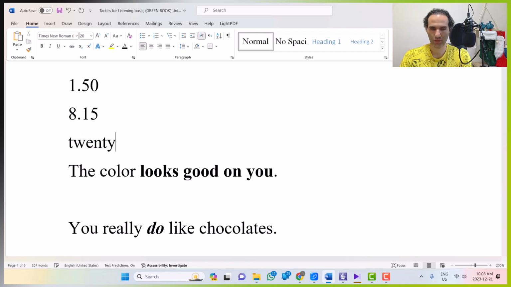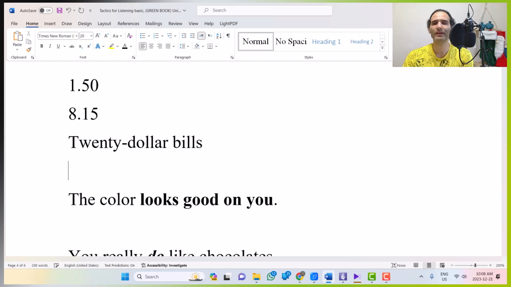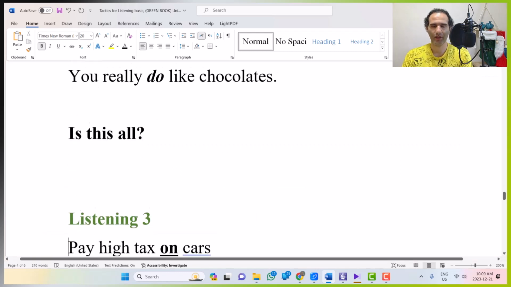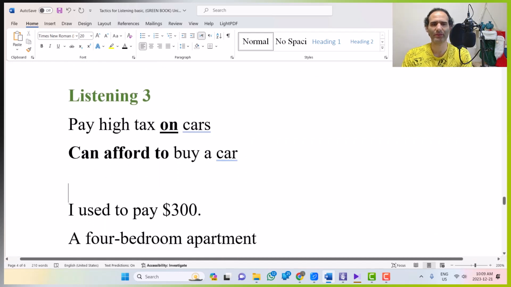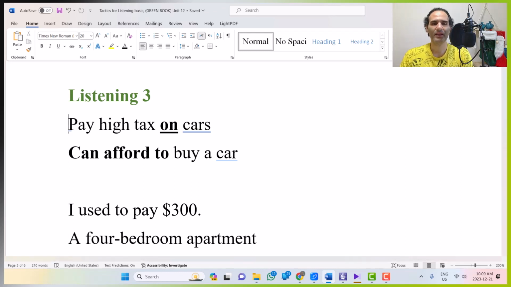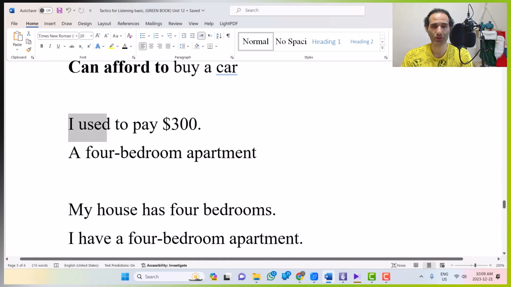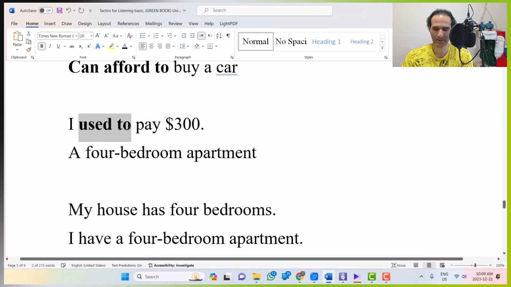So $20 bills. And by bill, we mean the note, the paper money, because the metal one is called coin. So we have coin, we have bill. Okay, I hope you have all the $100 bills possible in your bank account. Okay, in part 3 we said tax on something. Can afford means have this money to buy. Used to, talking about past events, we talked about it.